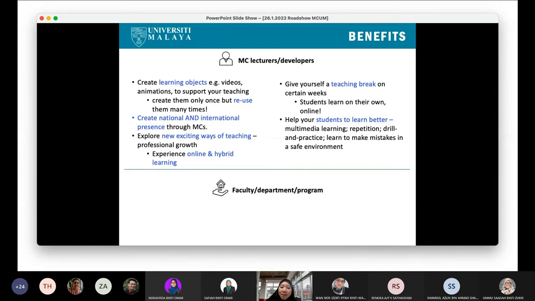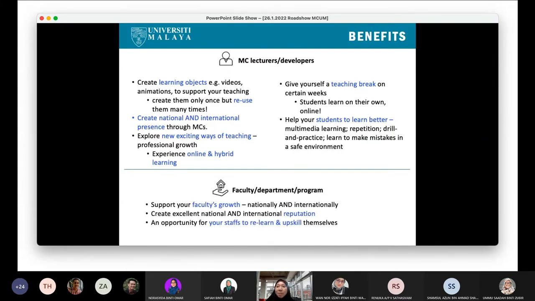So for the faculty and department, you can also benefit from the microcredential. Number one, you can support your faculty's growth. You can get your faculty's name out there. You create national and international presence and reputation, which is very good. Suddenly, people know Faculty of Education. People in the Western countries know Faculty of Education in Malaysia.